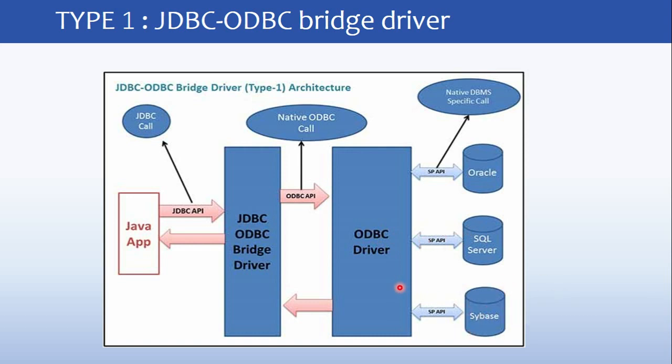Then communication takes place, and we could communicate with the different databases at the same time. So this flow is similar to what we have seen. A Java application is there. With the help of the JDBC API we communicate with the JDBC-ODBC bridge driver, which in turn, with the help of the ODBC API, communicates with the ODBC driver, and the ODBC driver communicates with the database. This is how the communication takes place.